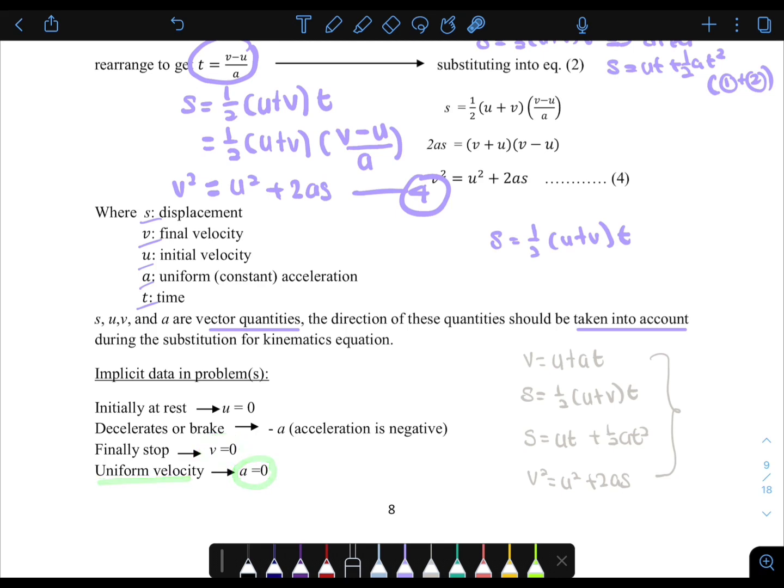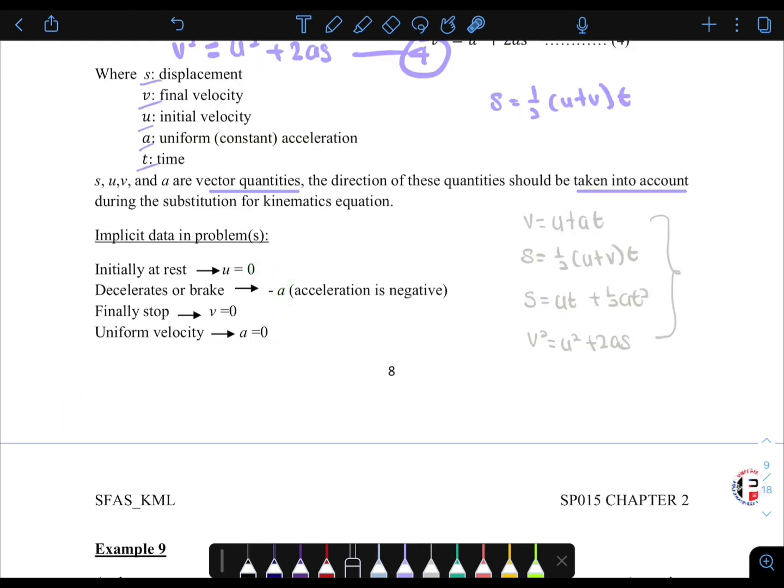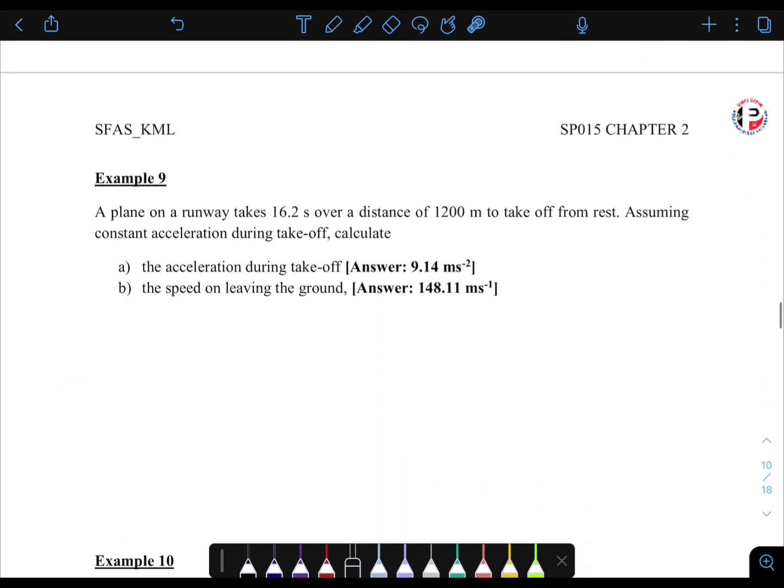Uniform velocity indicates acceleration is equal to 0. Uniform velocity here is equal to constant velocity. When your velocity does not change, your acceleration is equal to 0. So these are the terms that we have to take note of. Alright, let us look at example 9.